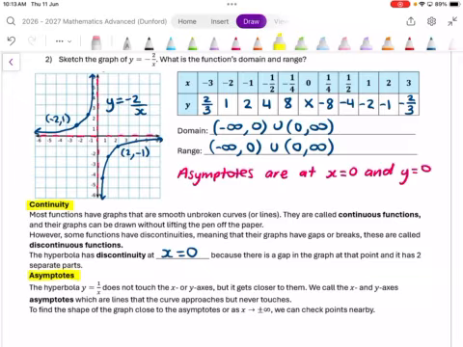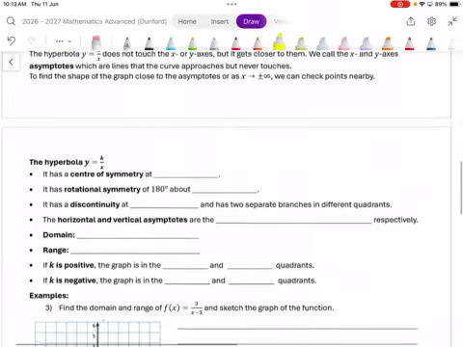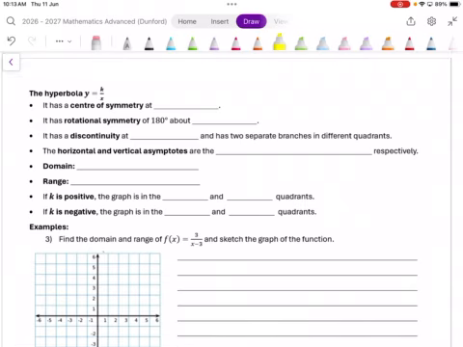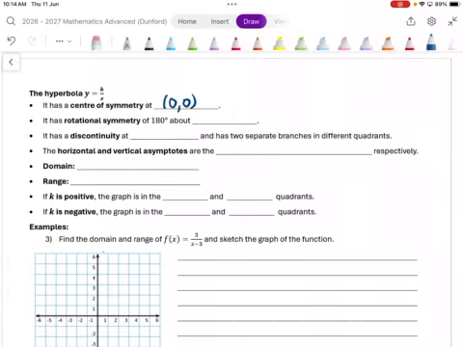All right, flip the page for me. We're going to do a little run through about what we've just learned about a hyperbola. So a hyperbola is y equals k on x. It has a centre of symmetry at the point 0, 0. Okay, it has rotational symmetry of 180 degrees, meaning you can pick up your piece of paper and rotate it 180 degrees about our origin 0, 0.